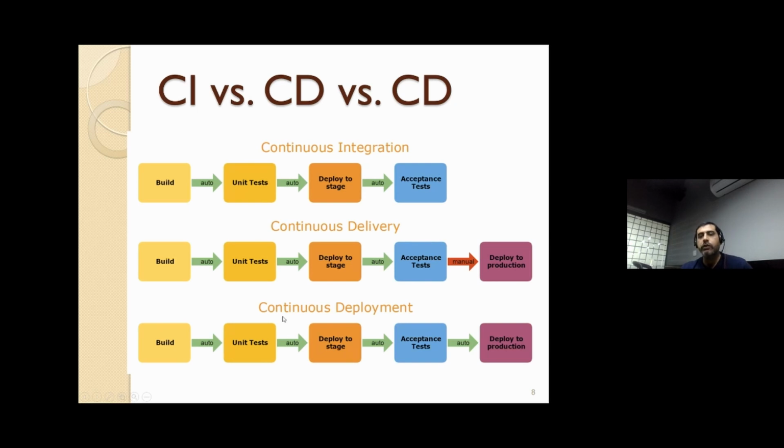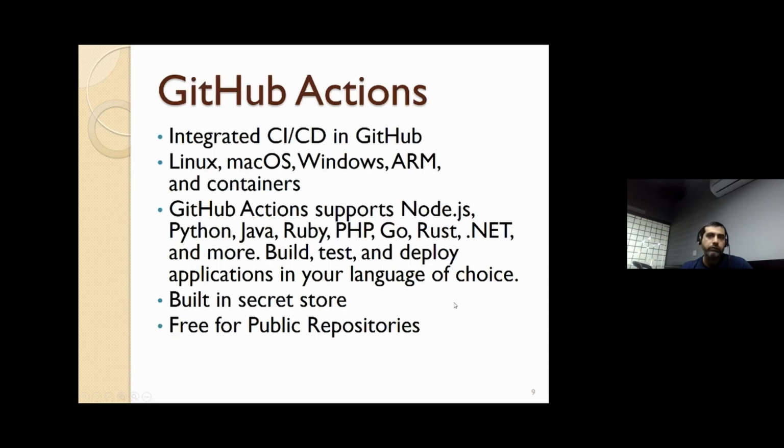Okay, so this should be the ultimate goal. I mean, you should be deploying to production automatically, through automation, multiple times a day, right? That should be your goal if you want to start following DevOps properly.